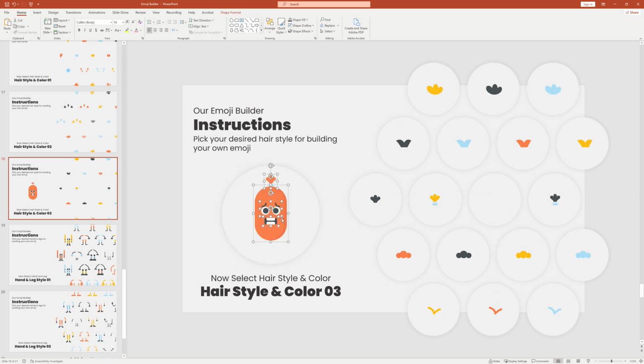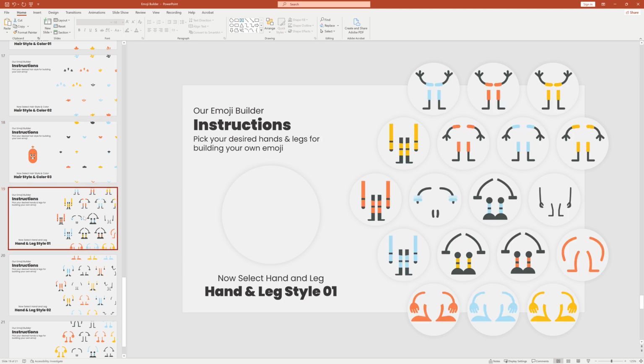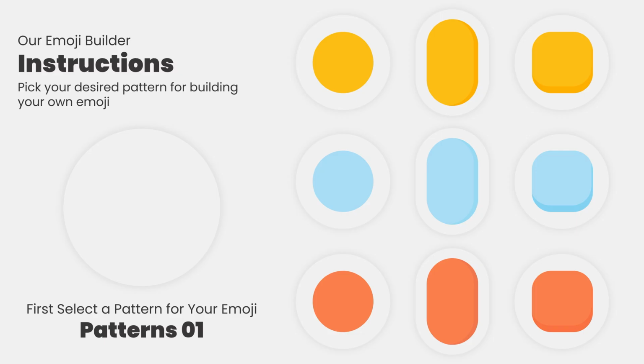Let's take a copy again and paste it on the slide where we have hands and legs. From here, you can choose any of these for your cartoon character. I'll pick this one, so add the hands first and then the legs. So that's how easy it is to create your own cartoon characters in PowerPoint.